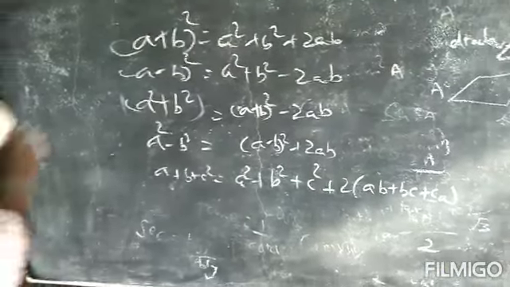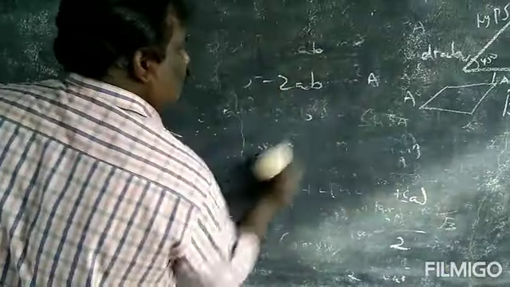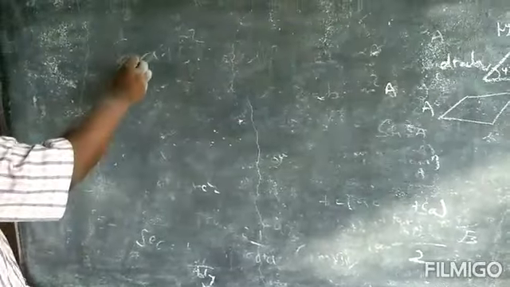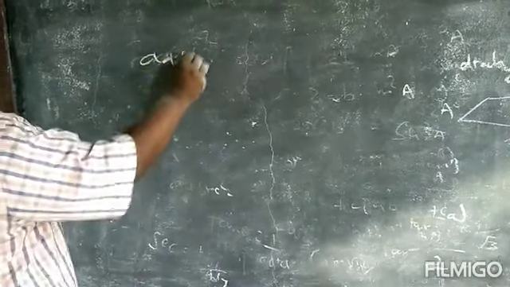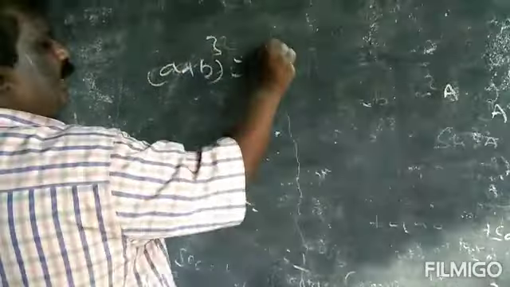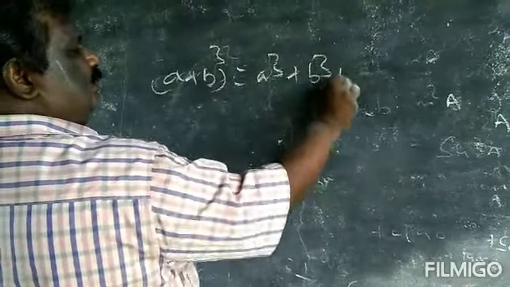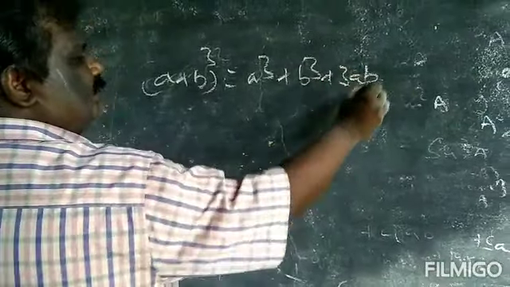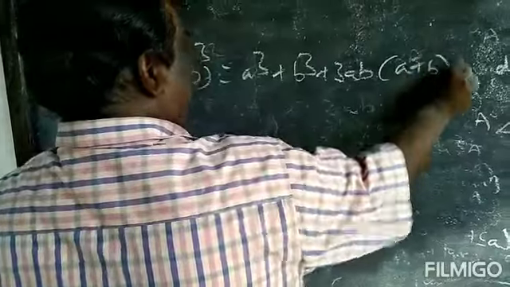So here, a plus b cube is equal to a cube plus b cube plus 3ab into a plus b.